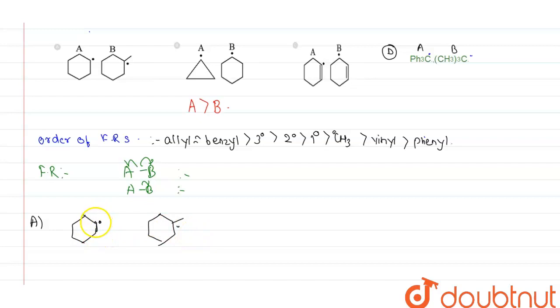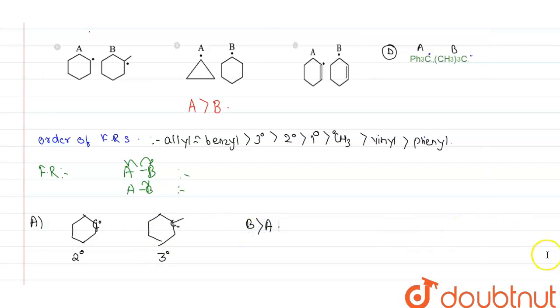Now we can see that the radical present here is a secondary radical, as this carbon, which is a radical, is attached to two carbon atoms. And this radical here is a tertiary radical, as this carbon atom, which is a radical, is attached to three carbon atoms. So here we can clearly see that B is more stable than A.